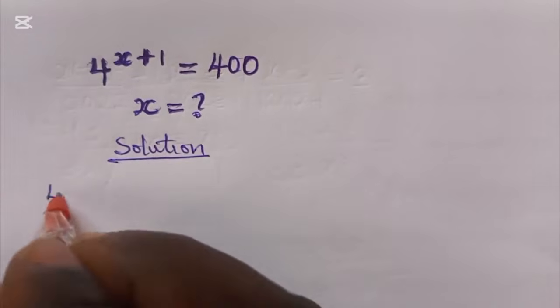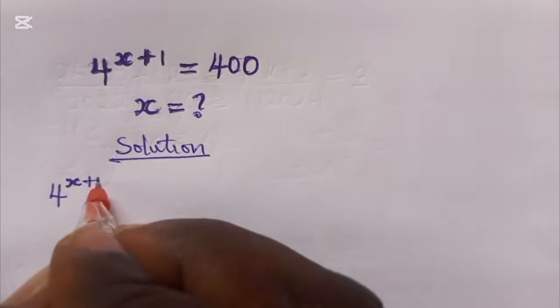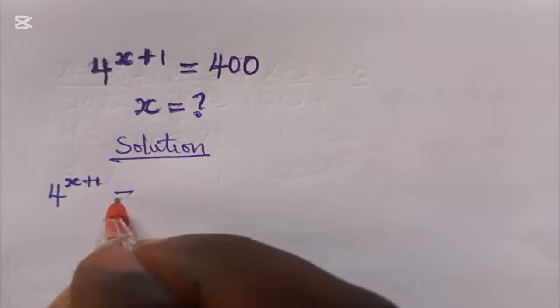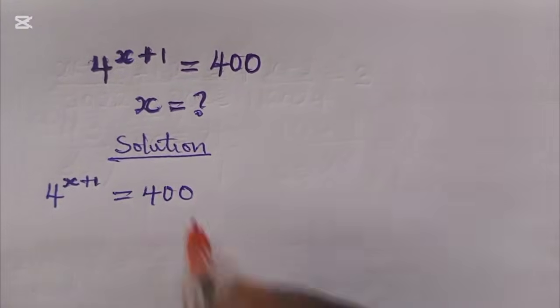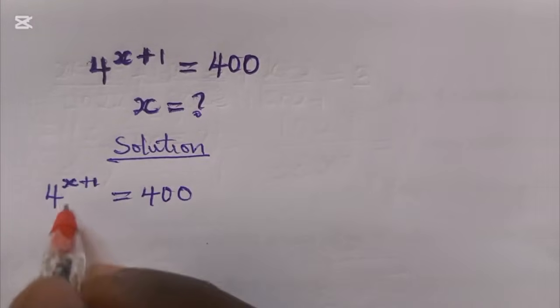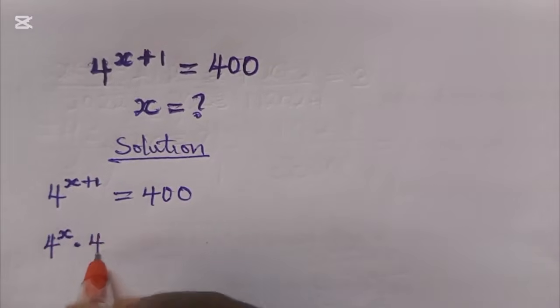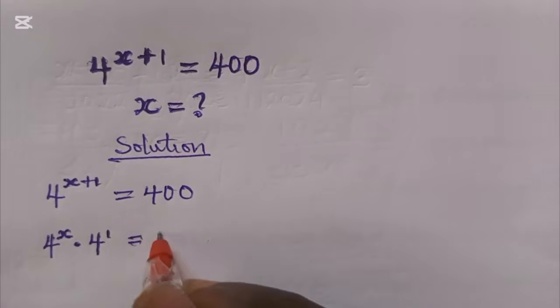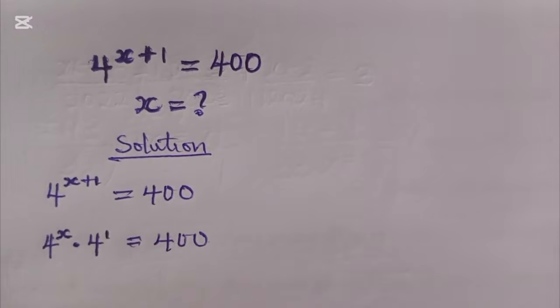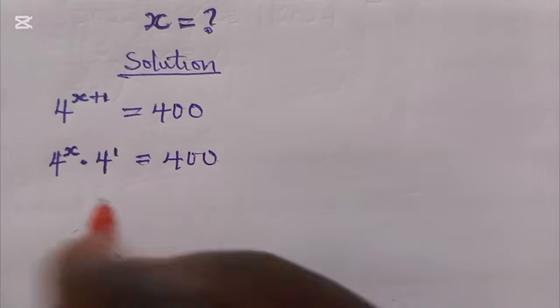So we have 4 raised to the power of x plus 1 is equal to 400. So what do we have here? We can rewrite this as 4 raised to the power of x times 4 raised to the power of 1, which is also equal to 400. So let's divide both sides by 4.